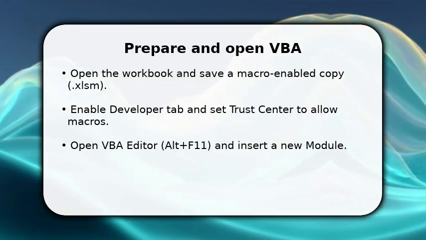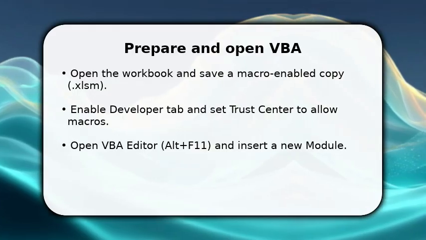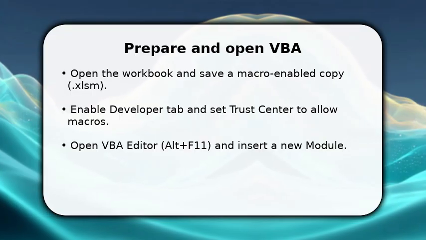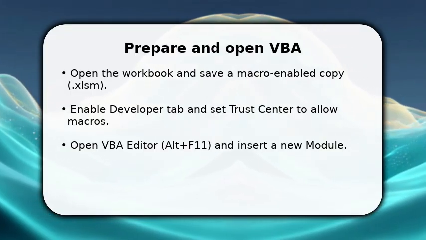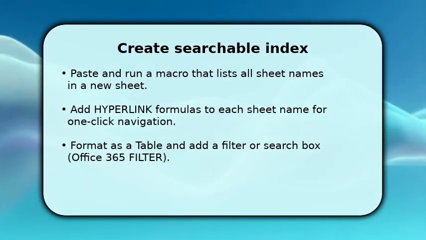Once done, paste a short macro that loops through worksheets and writes names into a new sheet. This step creates the searchable index you need. Do not skip enabling macros, since the code won't run without that permission. Run the macro to generate a new sheet called index with every worksheet name in column A.